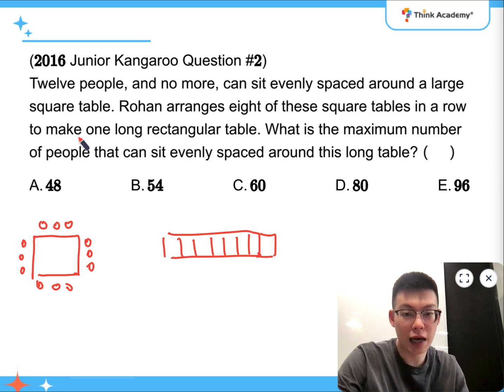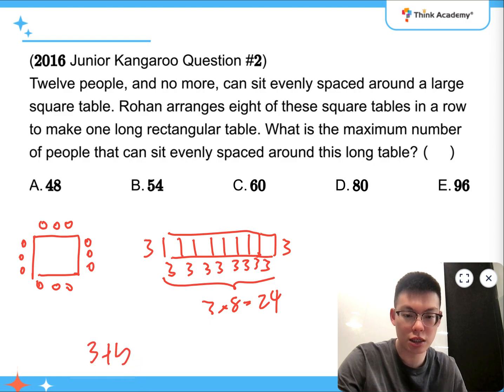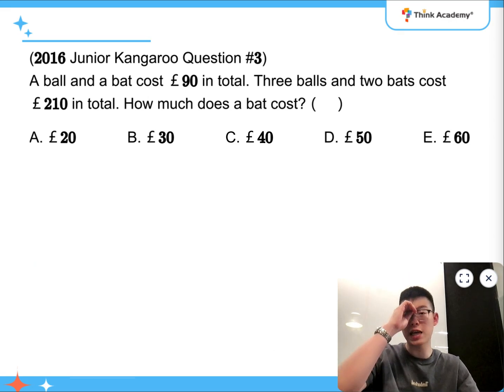Yep. And you can see that the question is what is the maximum number of people that can evenly sit around this long table. So you can see that at both ends there can be 3 of them. And then around each longer edge, there will be 3 times 8, which is equal to 24 people along the long edge. So the number of people at maximum is going to be 3 adding 24 times 2, which is going to be 27 times 2, that's 54, and that's the maximum number of people. Alright, so that's the second question.